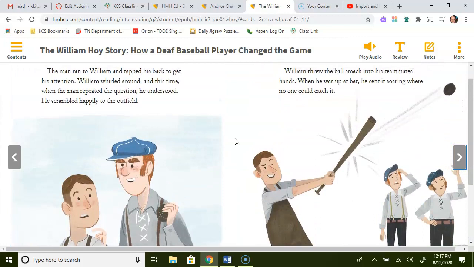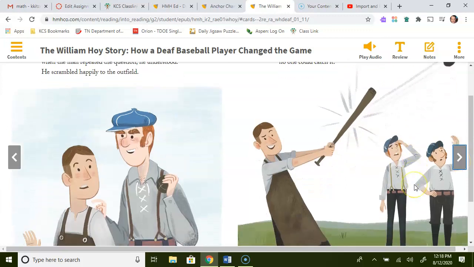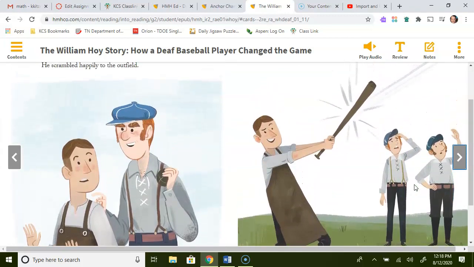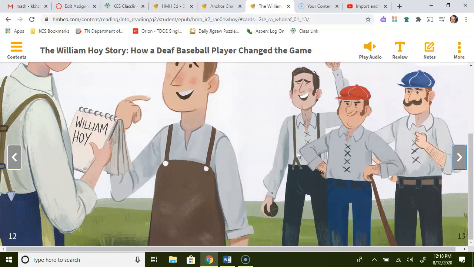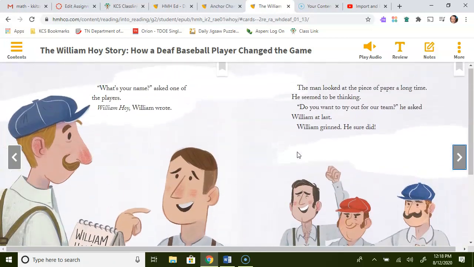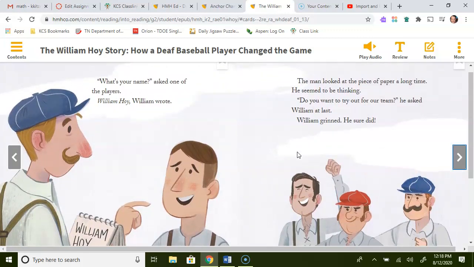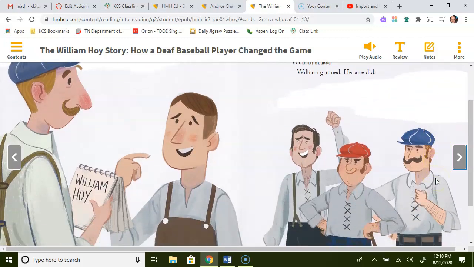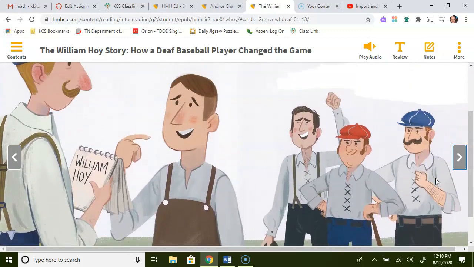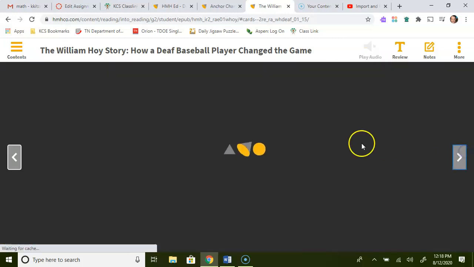William threw the ball smack into his teammate's hands. When he was up at bat, he sent it soaring where no one could catch it. Looks to me like William's doing pretty well right now. "What's your name?" asked one of the players. "William Hoy," William wrote. The man looked at the piece of paper for a long time. He seemed to be thinking. "Do you want to try out for our team?" he asked William at last. William grinned. He sure did. So how do you think William's feeling right now? Yeah, probably pretty excited, I would say.